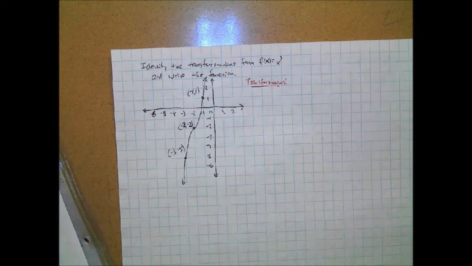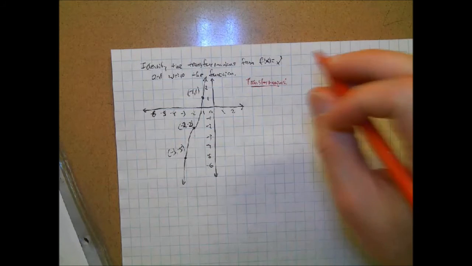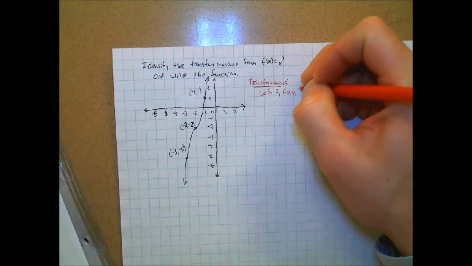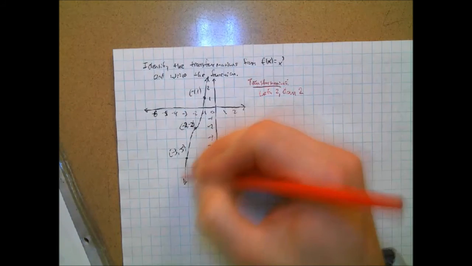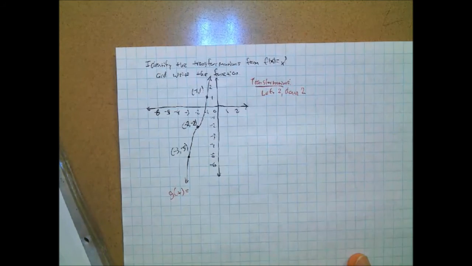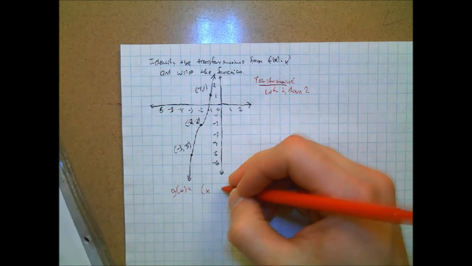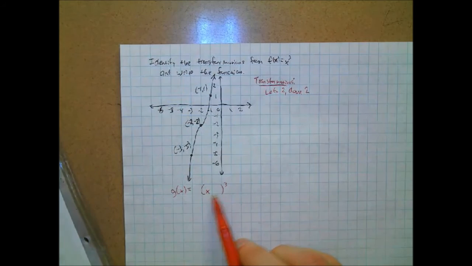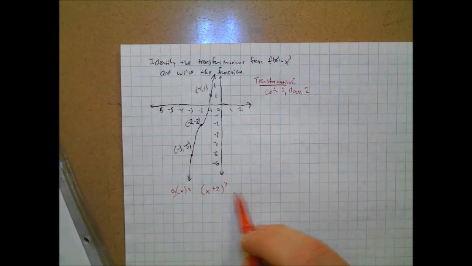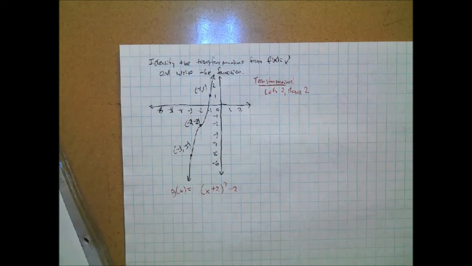How did our vertex, or center point of our cubic, move? Left 2, down 2. So we went left 2, down 2. So for this function, we'll say g of x, we know we're going to have x cubed. To shift left 2, what should I put in here with the x? A plus 2, for left 2. And then what at the end for down 2? Minus 2.